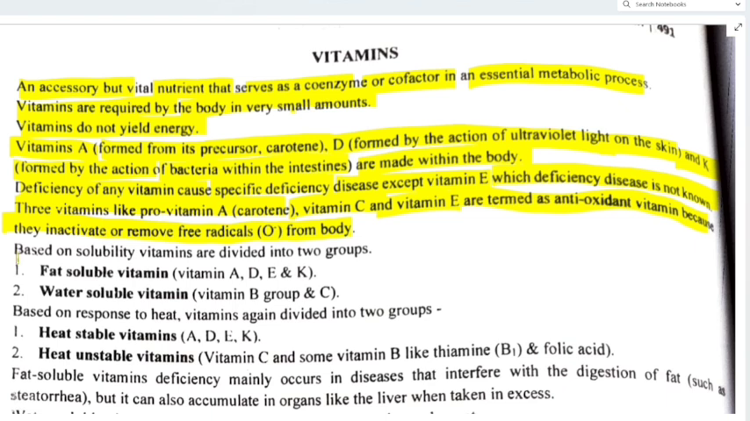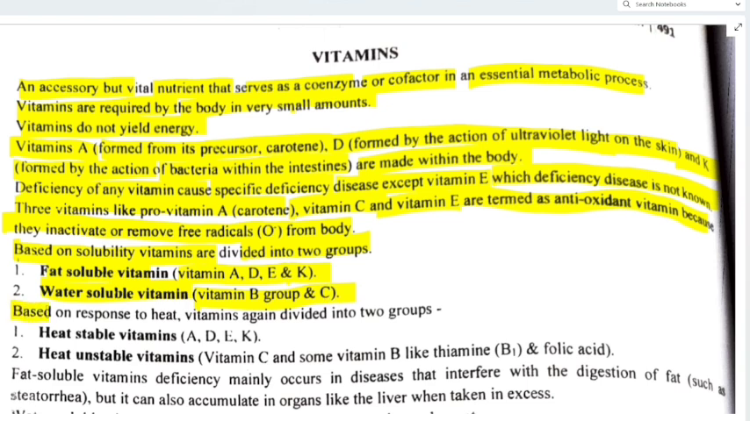Now coming to classification. Based on solubility, vitamins are divided into two groups, fat soluble vitamins and water soluble vitamins. So what are the fat soluble vitamins? That is vitamin A, D, E and K. And water soluble are the vitamin B group and C.